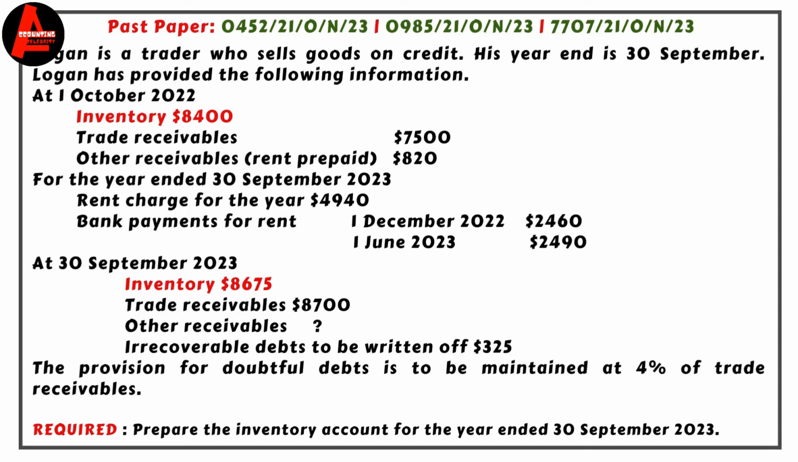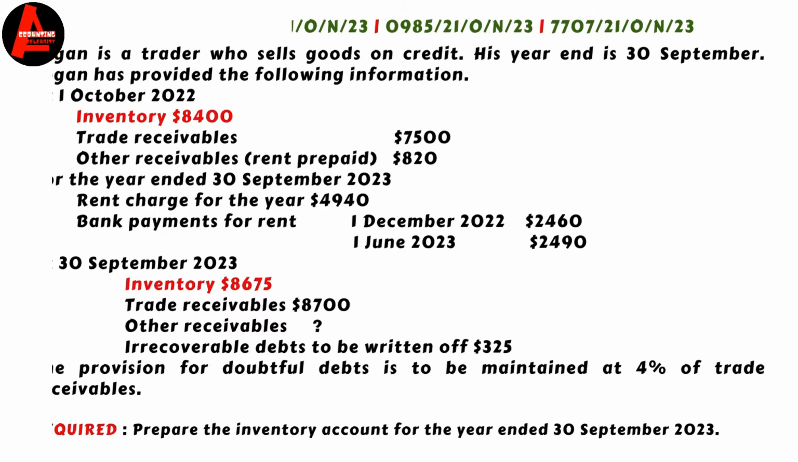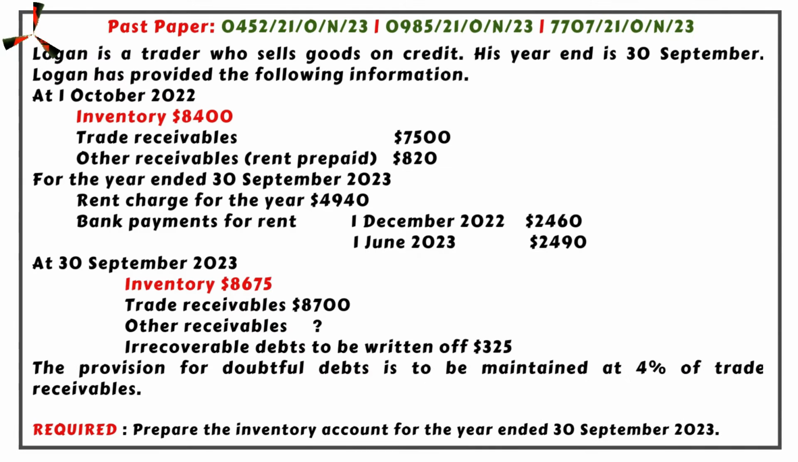Logan is a trader who sells goods on credit. His year end is 30th September. Logan has provided the following information. Here we see at 1st October 2022, we have inventory, trade receivables, other receivables. Then for the year ended 30th September 2023, we have some more information.